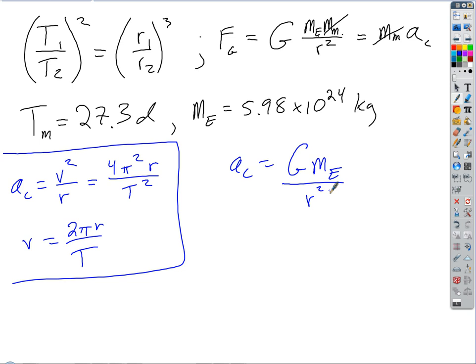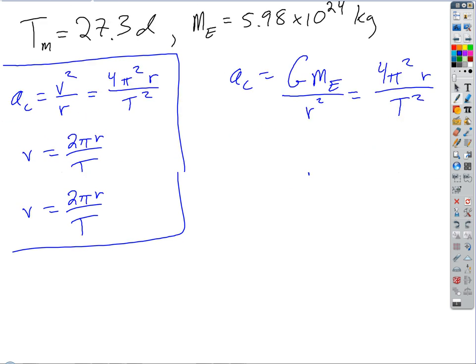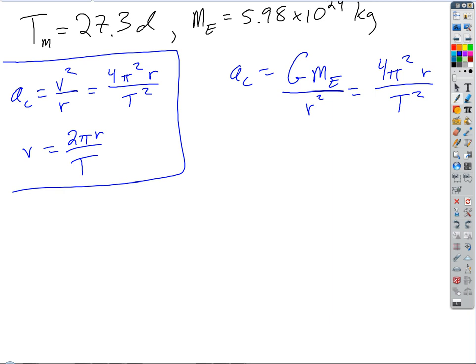Because we know what t is, we observed that that's 27.3 days. We're going to have to turn that into other units. And r. So then we end up with this equaling 4 pi squared r over t squared, right? Now we have to do a little algebra. We're going to cross multiply, so we get 4 pi squared r cubed equals G times the mass of the Earth times t squared. What are we looking for?